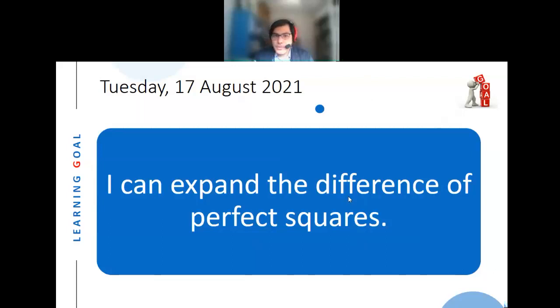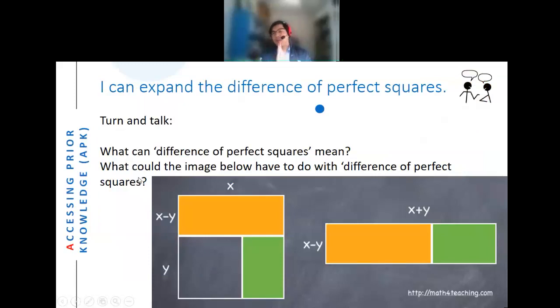Okay, so for this one, we are learning about how to expand the difference of perfect squares. What I want you to do for the APK today is think about what it means by difference of perfect squares. And if you want to give it a go, you can also have a look at the image and think about how the image has anything to do with the difference of perfect squares. Have a think about it for about maybe 30 seconds. Put in chat what you think it means.